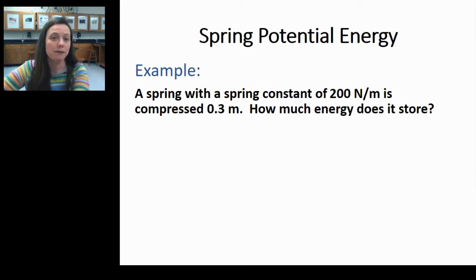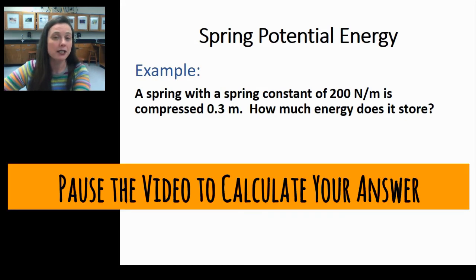Let's try an example. A spring with a spring constant of 200 newtons per meter is compressed 0.3 meters. How much energy will it be storing? Take a moment, pause the video, and work out your answer.